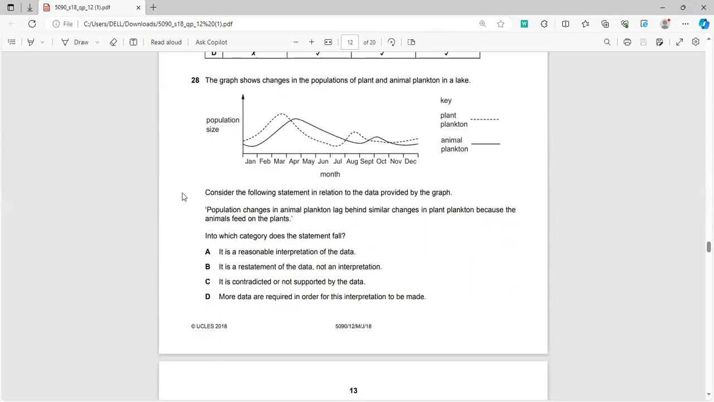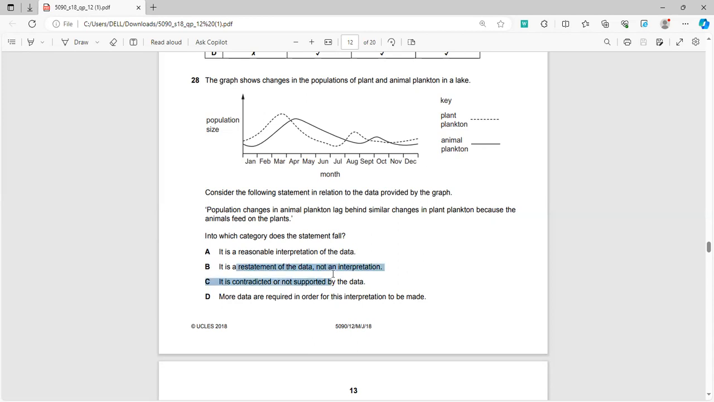Question number 28. Population changes in animal plankton lag behind similar changes in plant plankton because the animals feed on the plants. Into which category does the statement fall? In this question, we just have to correctly interpret the graph. We can see that the plant plankton population is represented by dots, whereas animal plankton population is represented by a flat line. So the two populations almost linearly correlate with each other, and each rise is followed by a steep fall as well. So it is a reasonable interpretation of data. This is option number one.